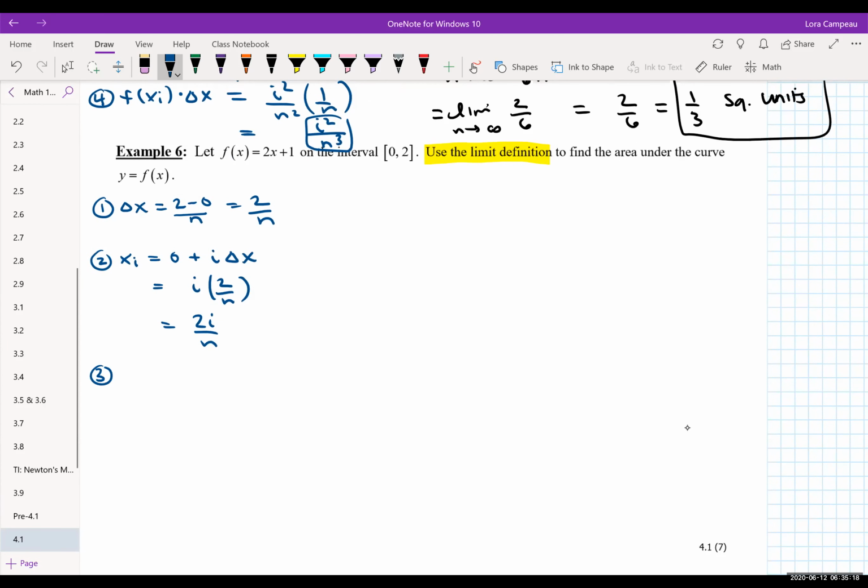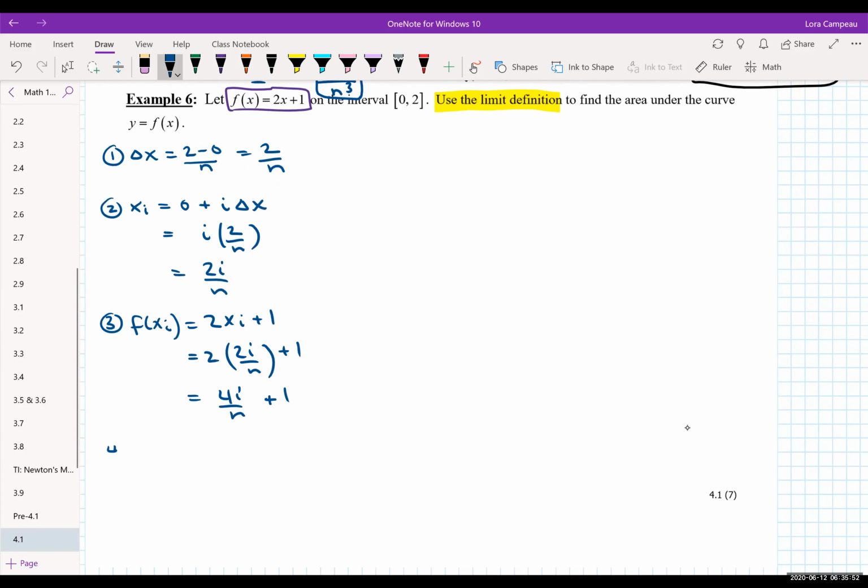Step 3, calculate the function evaluated at f of x of i. So again, the function itself was 2x plus 1. So function notation for f of x of i, it's 2 times x of i plus 1. Now we know who x of i is. It's 2i over n from the above step plus 1. And simplify a little bit, where we have 4i over n plus 1.